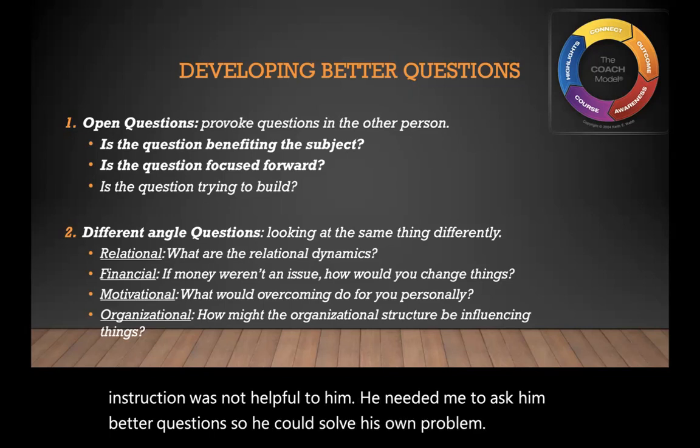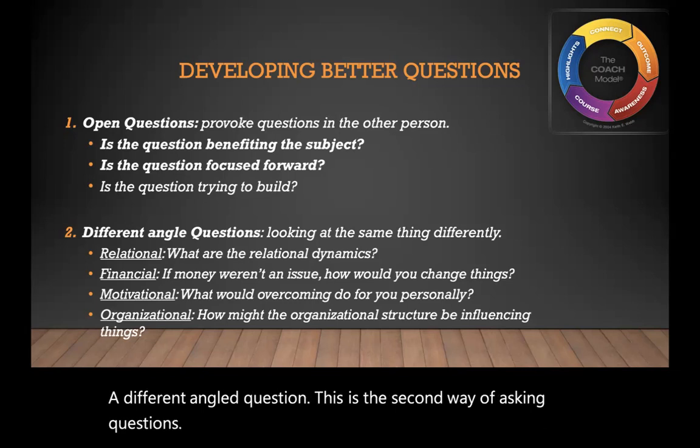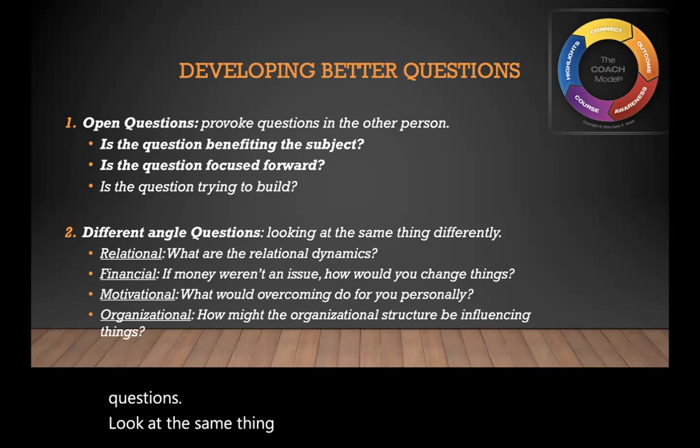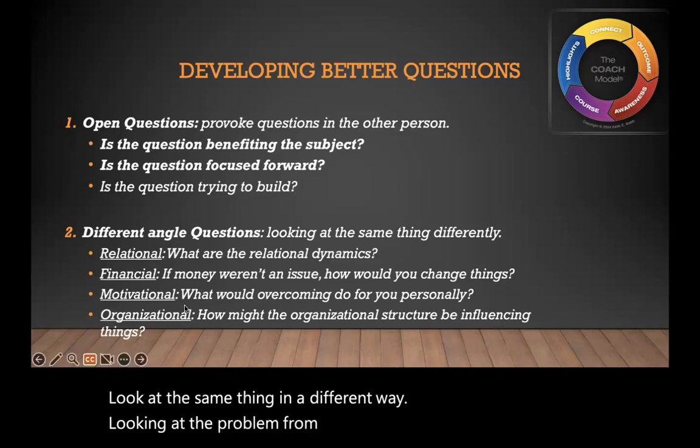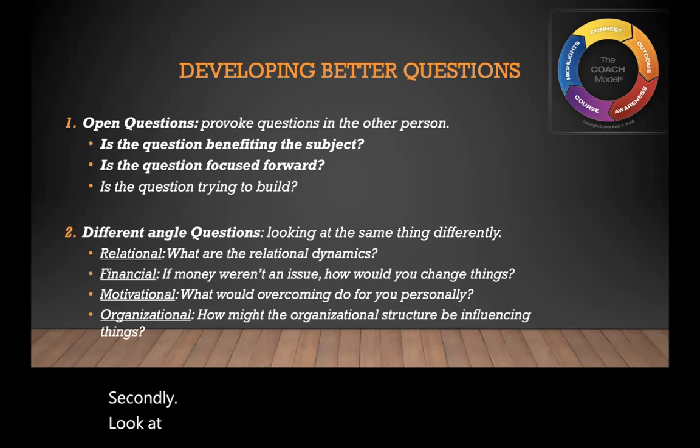A different angled question. This is the second way of asking questions. Look at the same thing in a different way. Looking at the problem from a relational angle. What are the relational dynamics that are happening surrounding the problem? Secondly, look at it from a financial perspective. If money were not an issue, how would you change things?